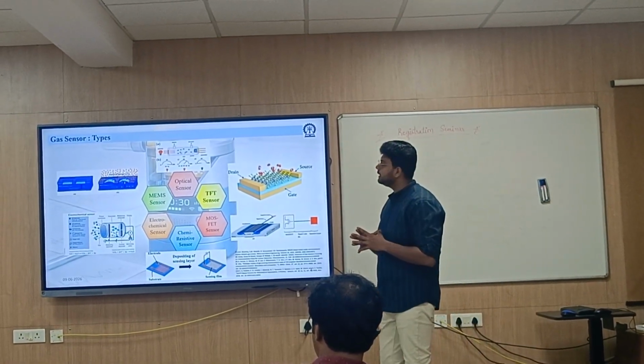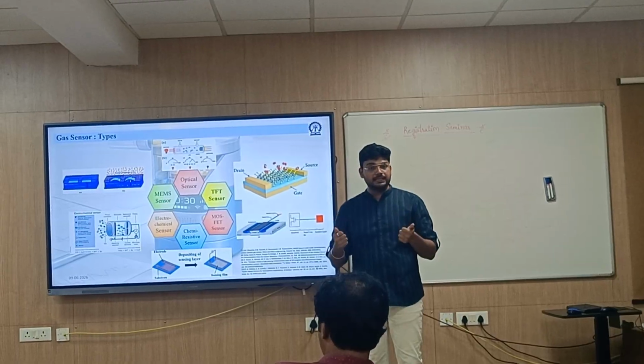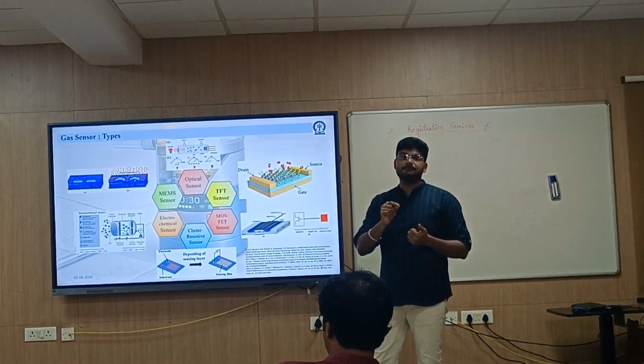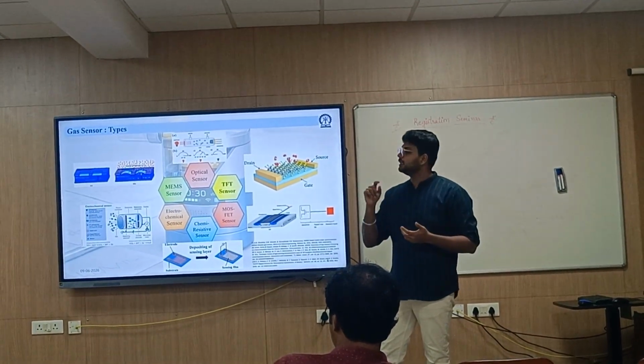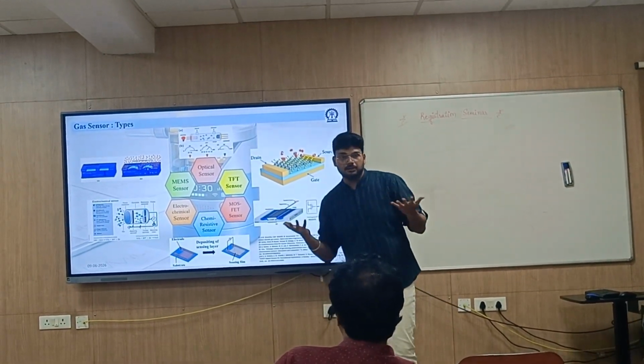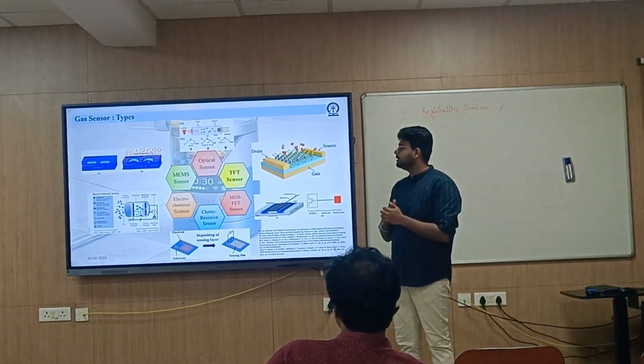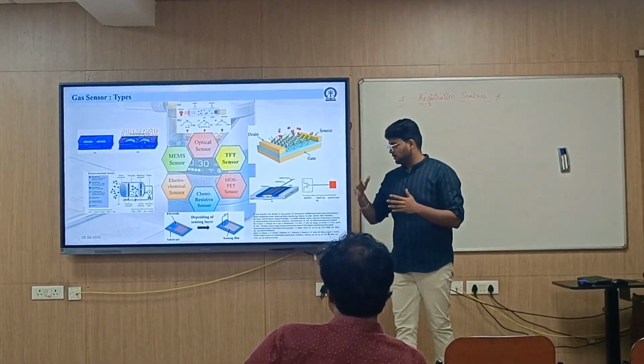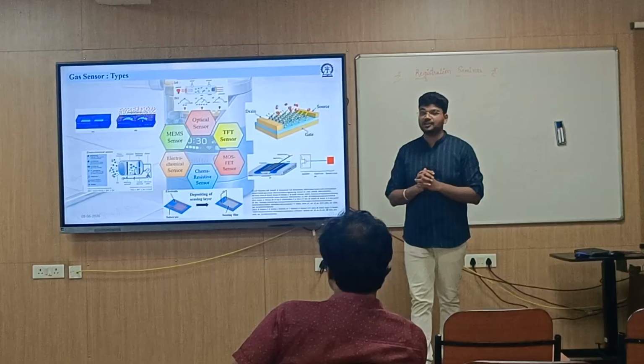The MEMS sensor is also very good for specific gas detection. But in the case of multi-gas sensing, it may not be the correct option. So let's move to the TFT because of the time constraint.